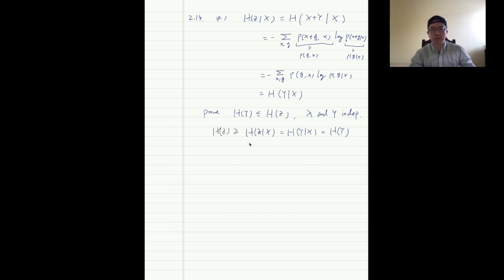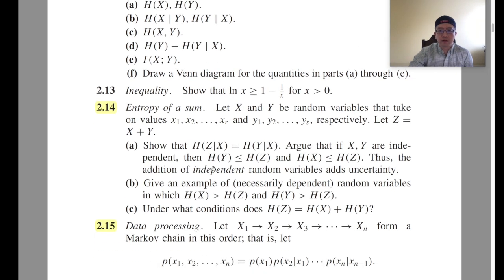It is true, right? Conditioning will reduce entropy, therefore this will be bigger than or equal to that. So very easily we can show that. Okay, great. Similarly, we can show that H(X) is also less than H(Z). That will be identical. Okay, so the second part, let's see.